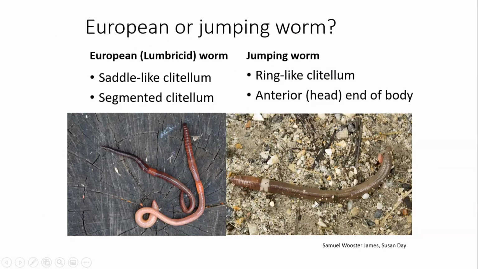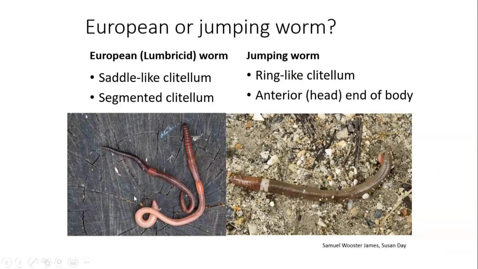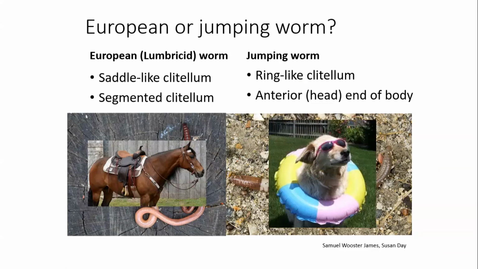So the clitellum is the first thing to look for. That tells you if it's an adult or not. On the jumping worms, it's going to be kind of like a ring that goes sort of all around the body of the worm, versus in the lumbricid worm, it's more like a saddle where it's just on the very back of the worm, whereas the front does not have the clitellum all the way around.